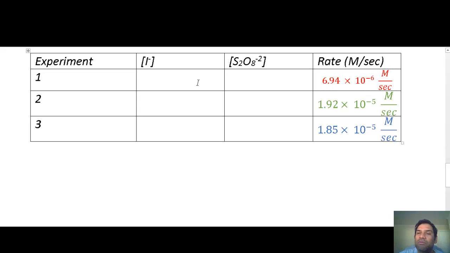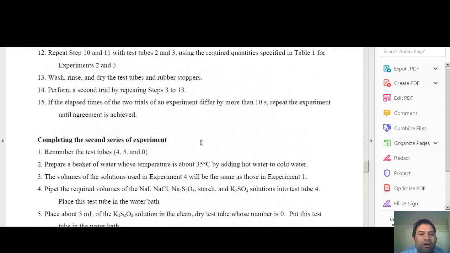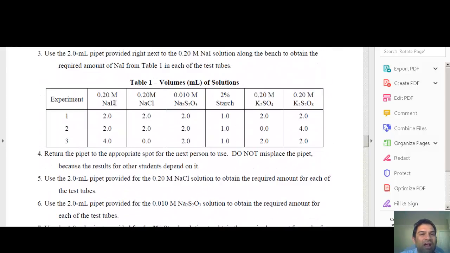We already have a little bit of our data table set up. We need to find the concentrations of I- and S2O8 2-. So let's figure it out here. Going back to our table, for I-, we had 2 mL times a 0.20 molar solution. The total volume is 11 mL.